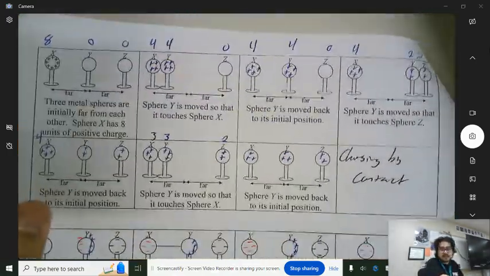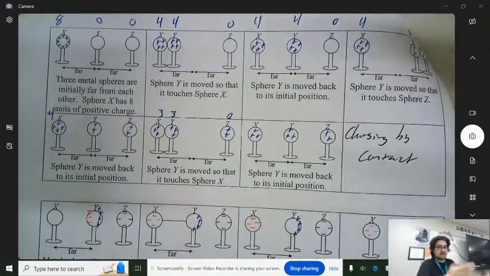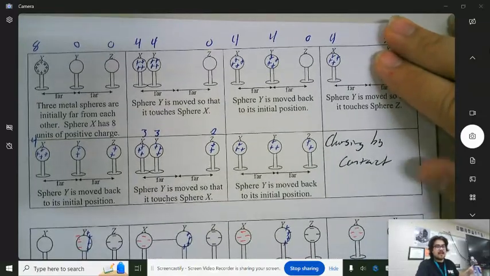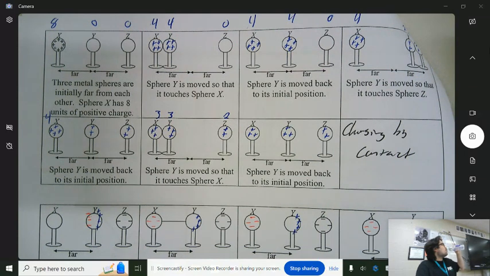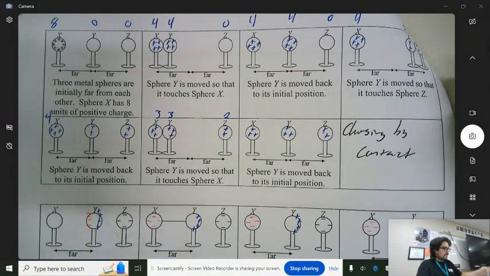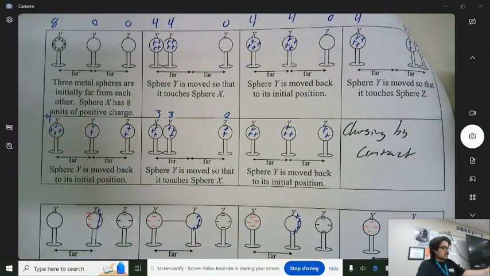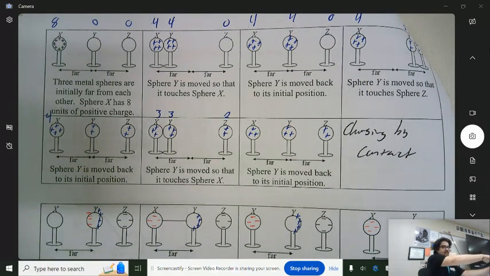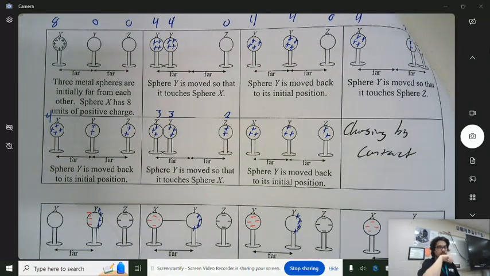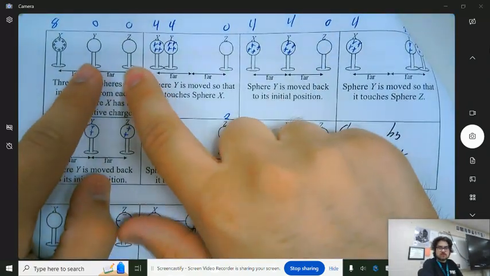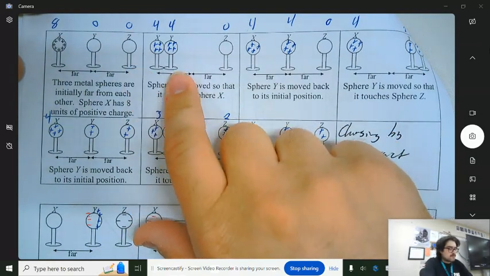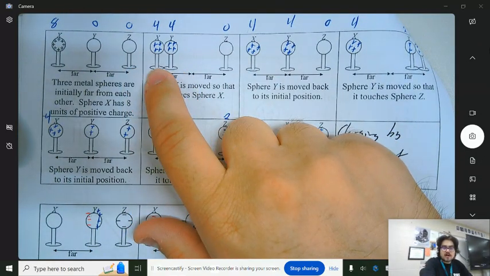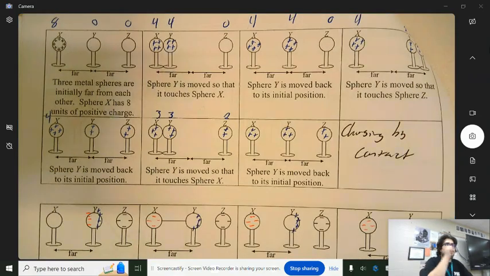This first one up here is a charging by contact example. So there actually is contact between the charged object and the other uncharged objects. Okay. So you have 3 metal spheres initially far from each other. Sphere X has 8 units of positive charge, okay? And so what's happening is we can say that these other 2 spheres have a 0 net charge, or they're neutrally charged, okay?